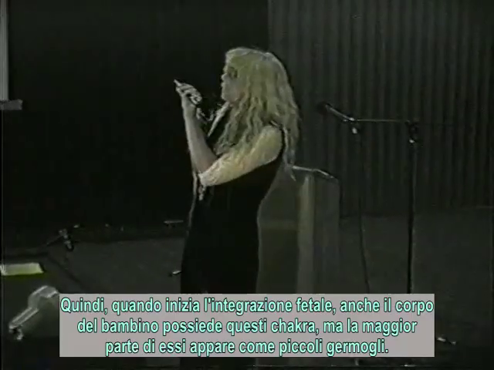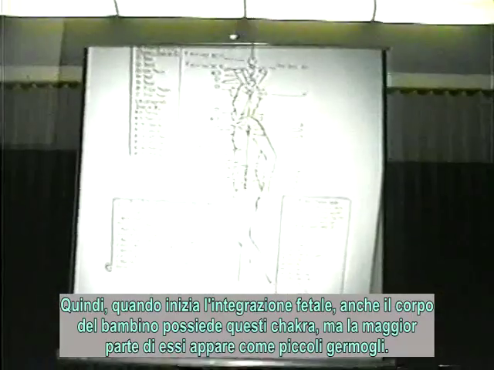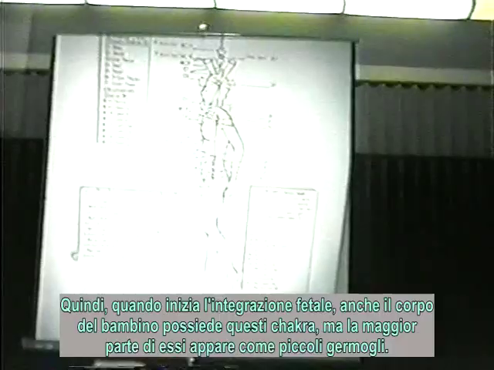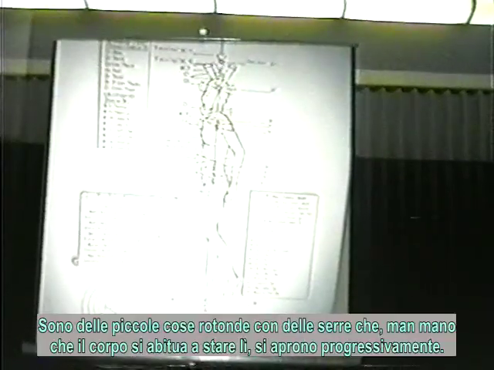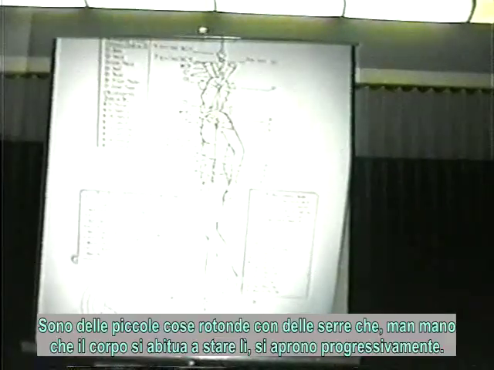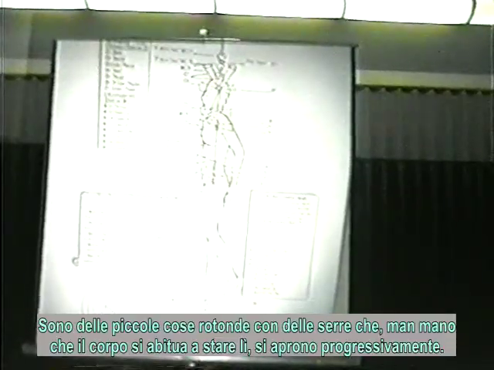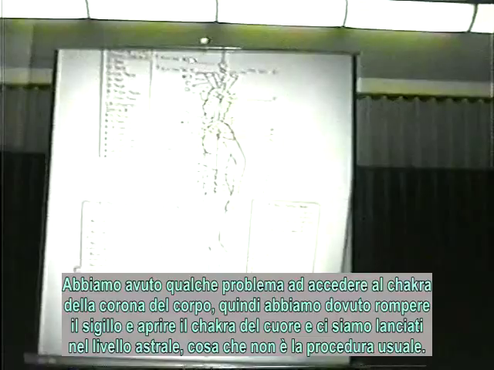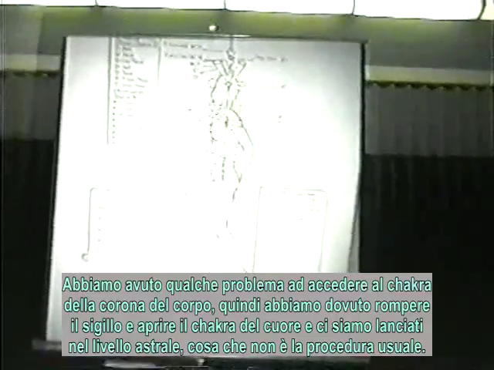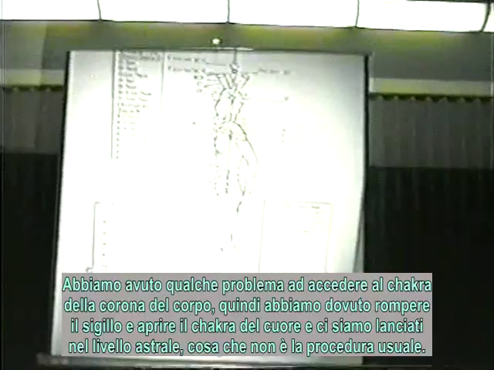Okay, so when we enter fetal integration, the baby body has these chakras too, but most of these look like little buds. They're not open yet. They're not funnels yet. They're little round things that have screens on them. And slowly, as the body gets used to being here, they'll progressively open. Well, what we did, it was kind of funny. We had some problems getting in the crown chakra of the body, so we had to rip the seal off and open up the heart chakra, and we threw ourselves into the astral level, which is not the usual process. So we all have a memory someplace of coming into the body.